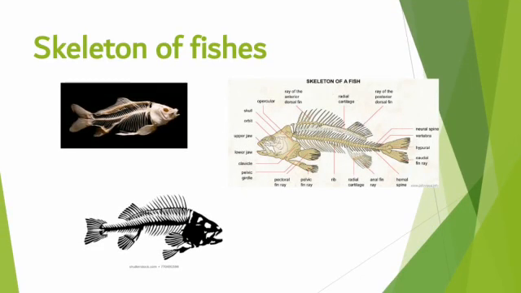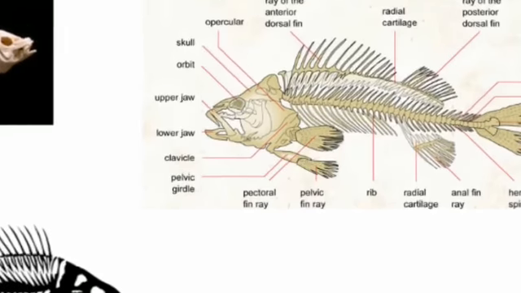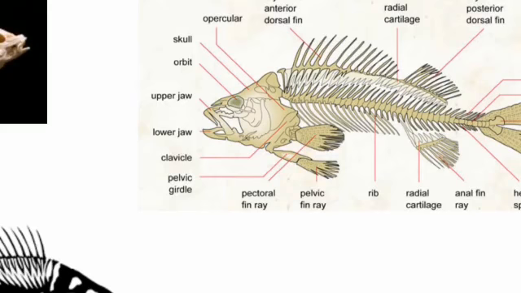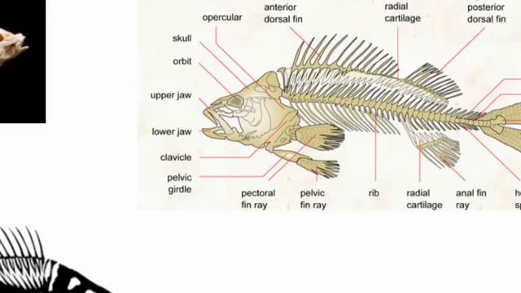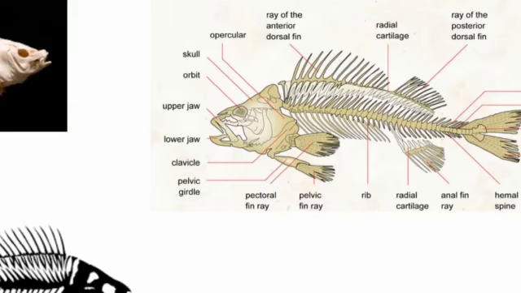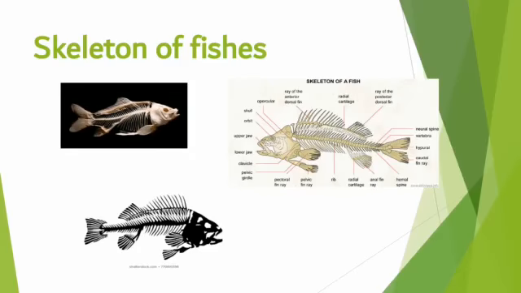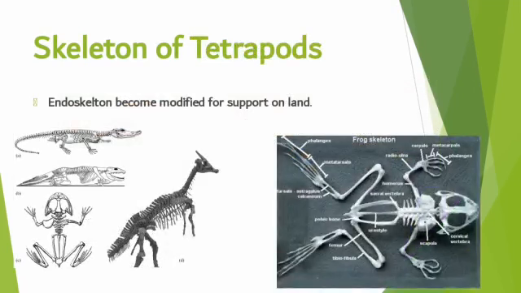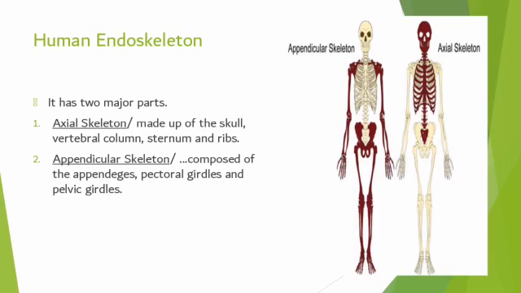Skeleton of fish: we can see differences in the skeleton of fish, such as the pelvic girdle, upper and lower jaw, and some structural differences. Skeleton of tetrapods: the endoskeleton becomes modified for support on land, for movement on land.